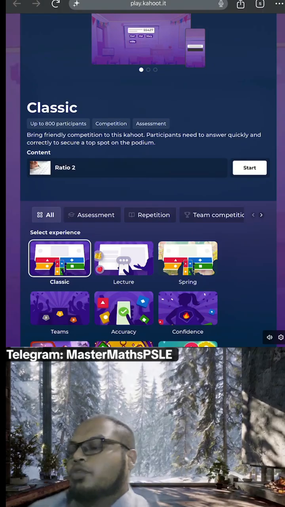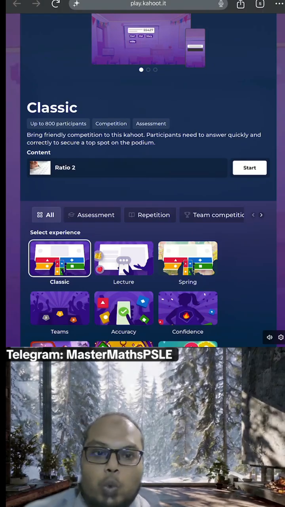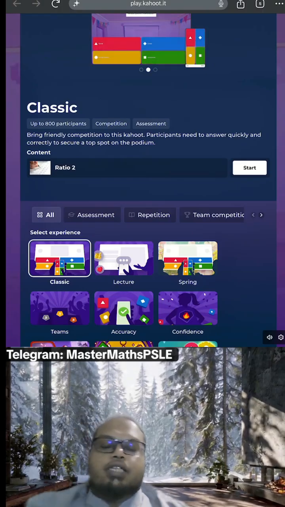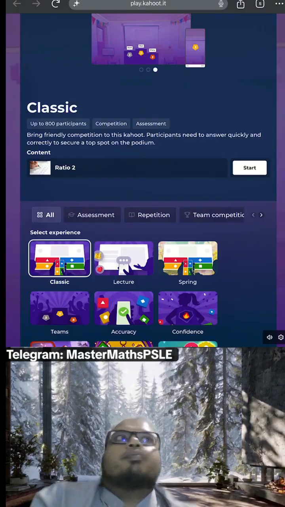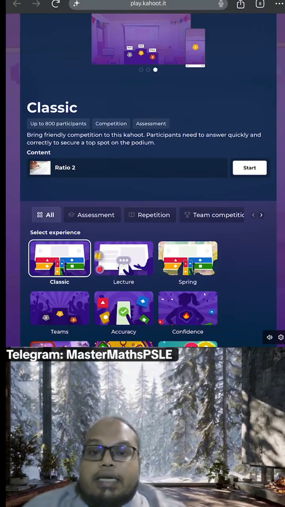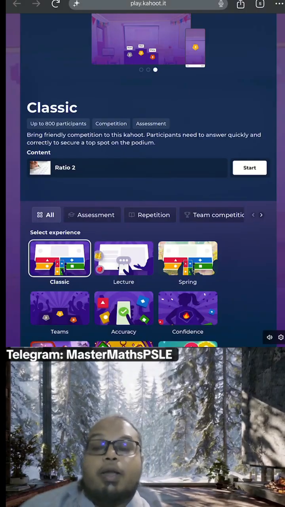Welcome back to the session of PSLE Maths. Today we're going to do ratio. The focus for today is ratio, and there will be some questions like those before and after type.